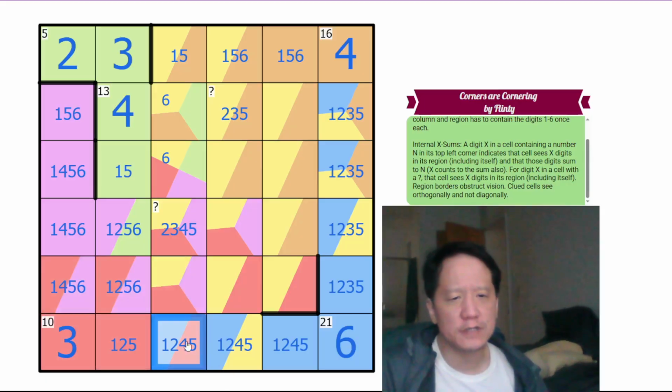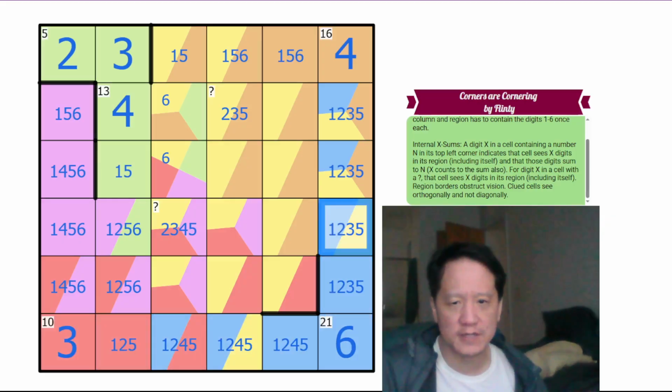Oh, this has to see two here. So this has to be four at most, so this has to be blue. Okay, so this is not part of that blue region.